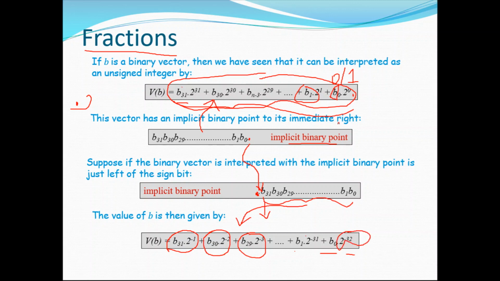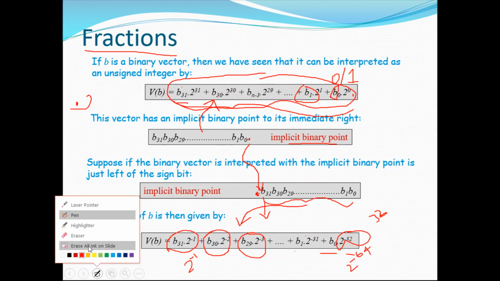One thing you should see: for whole numbers we start with 2 to the power 0 and go up to 2 to the power 31. But for numbers with a binary point, it starts with 2 to the power minus 1 and goes up to 2 to the power minus 32 for a 32-bit number. If it is a 64-bit number, it starts with 2 to the power minus 1 and goes up to 2 to the power minus 64. For an 8-bit number it goes up to 2 to the power minus 8. Whatever values you get, you have to sum up.